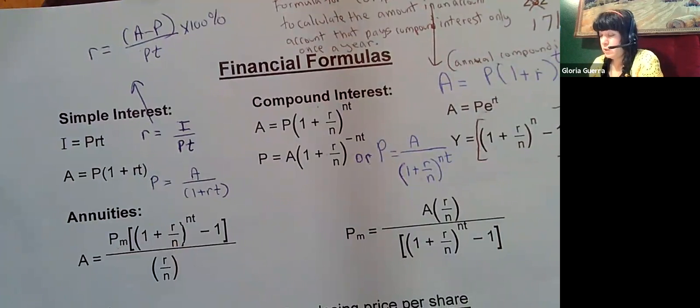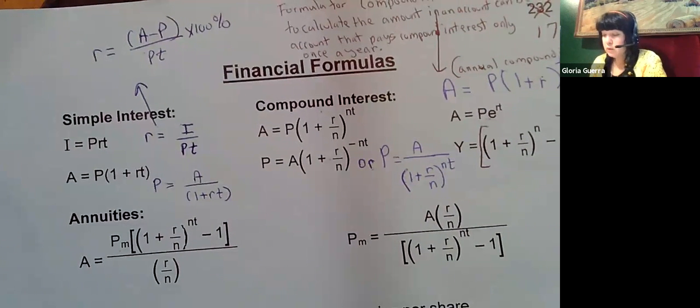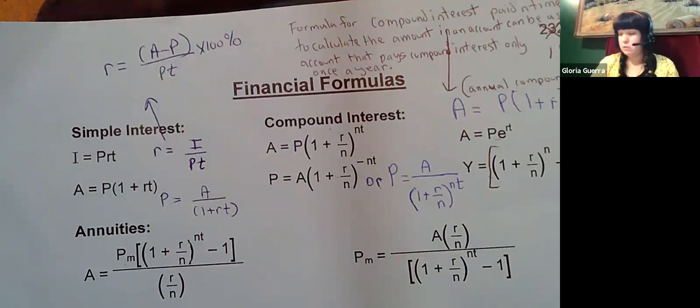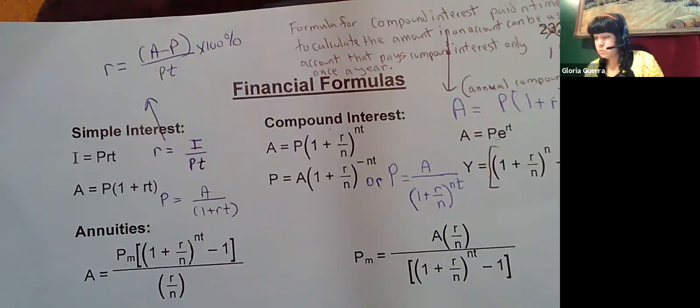Yeah, so I think earlier we did a problem with an annuity already. So there wouldn't be a need to do another annuity problem because you've already done one. So I think we'll be okay, but let me just show you what I have.